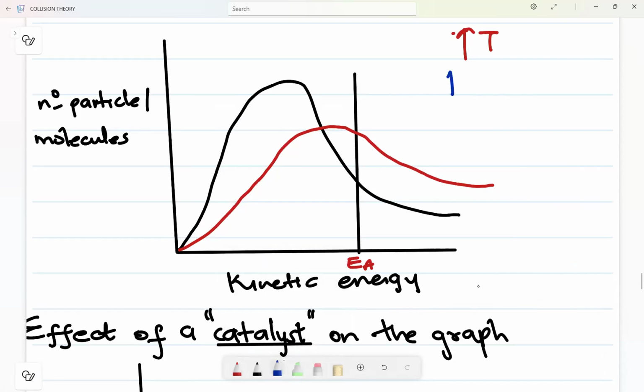So let's say now we decrease the temperature. If we decrease the temperature, fewer particles will have kinetic energy that is greater than or equal to the activation energy. So particles will be like, I'm losing my energy now. My energy is now low and I do not qualify to be in this effective collision site.